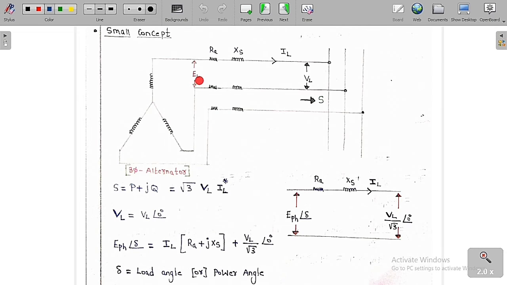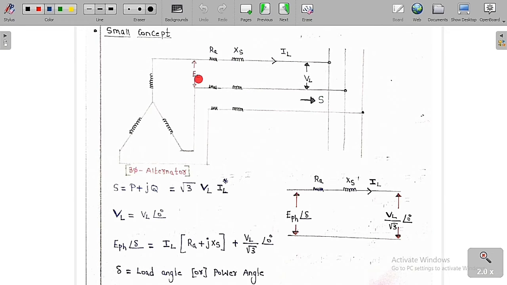So now we will discuss an important concept. Listen carefully here, it's very important. Let me assume this is a synchronous generator. The armature coil is placed on the stator. It's a three-phase alternator, connected in star fashion. Each phase has a resistance and also a reactance, which are RA and XS. RA is called the armature resistance and XS is called the synchronous reactance. These are per phase values.